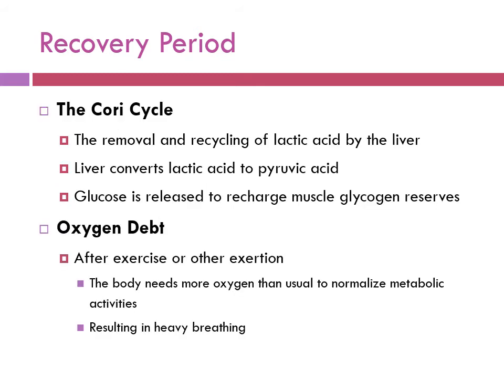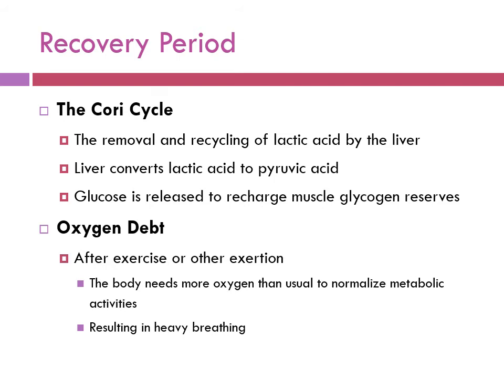The Cori cycle is the removal of lactic acid by the liver. The liver converts that lactic acid into pyruvic acid, and that pyruvic acid can be broken down into glucose, which can get released to then recharge the glycogen reserves in the muscle. Remember that glycogen reserves are broken down in anaerobic metabolism.